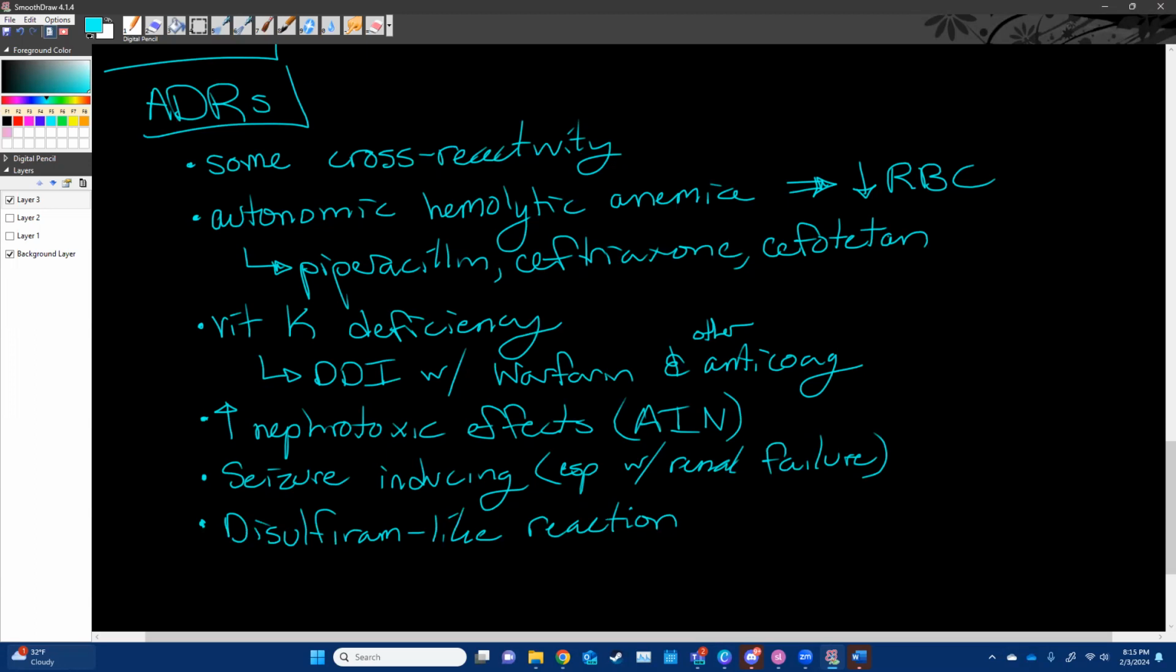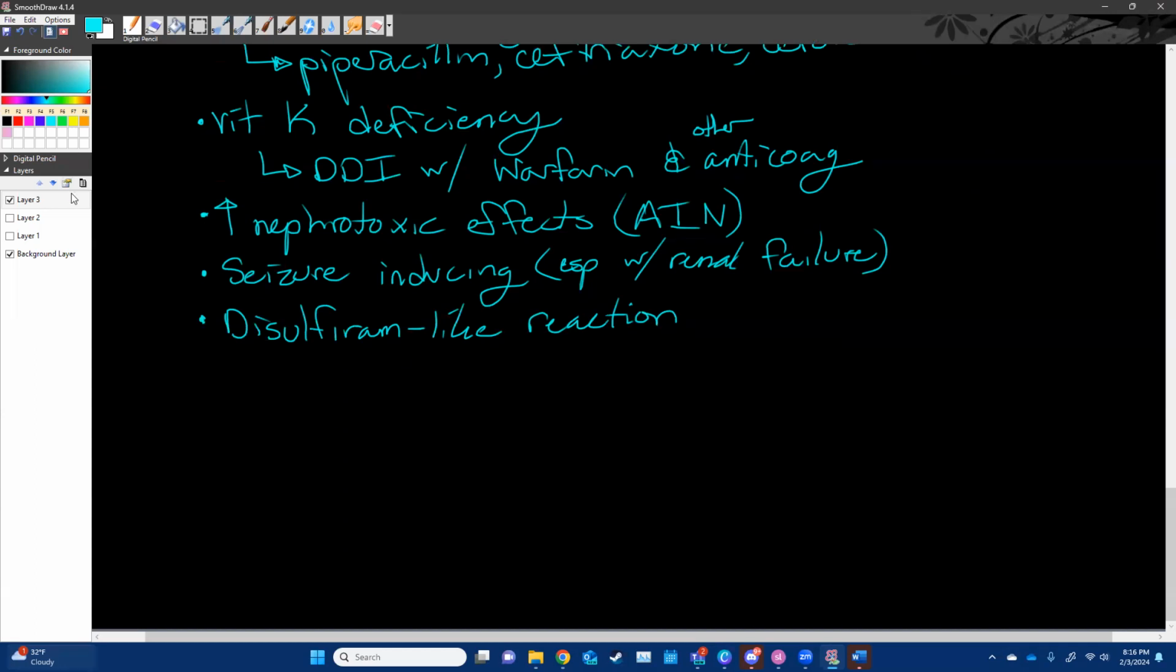Other, I'm just scrolling through just to see specific things. Yes, acute interstitial nephritis. Yeah. No, I think that's fine. All right, carbapenems. Is this helpful, by the way, to go through it like this? Okay. All right.